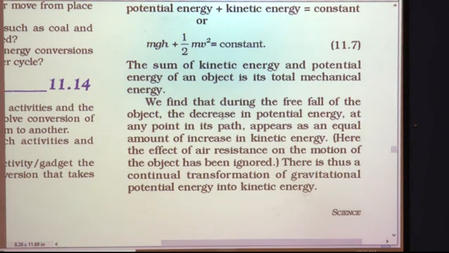We find that during the free fall of the object, the decrease in potential energy at any point in its path appears as an equal amount of increase in kinetic energy.